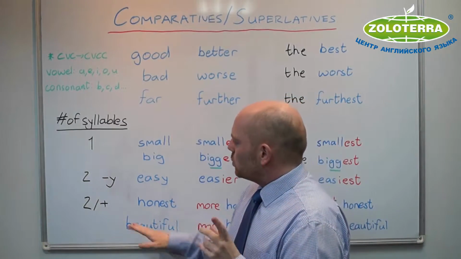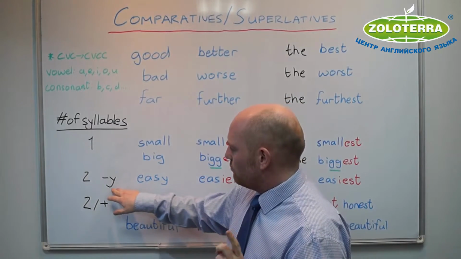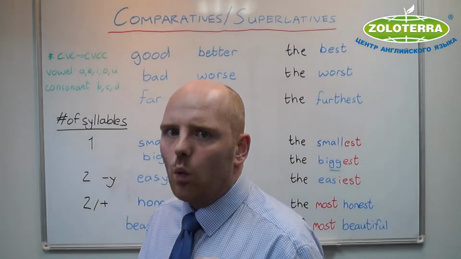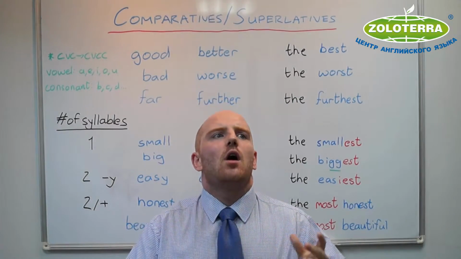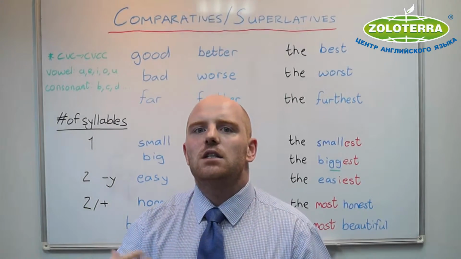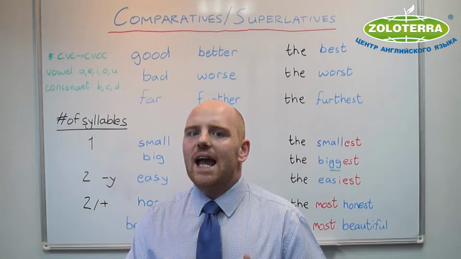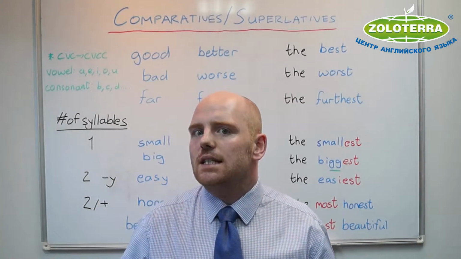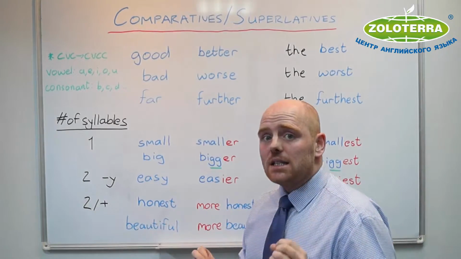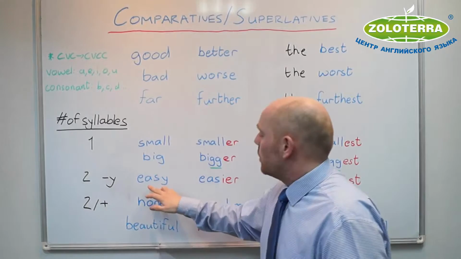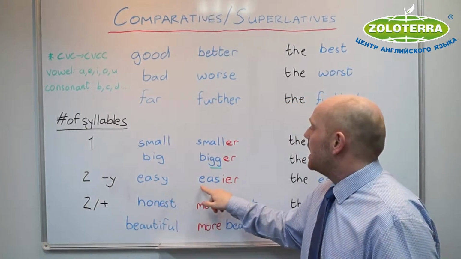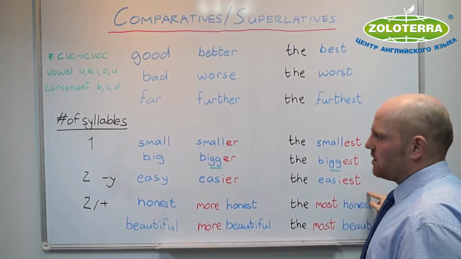That aside, we now move on to two-syllable adjectives. And there is only one rule you need to really remember here, which is if the adjective ends in Y. Think present simple. I study, he studies. I study, S-T-U-D-Y, he studies, S-T-U-D-I-E-S. Again, it's that same spelling rule.